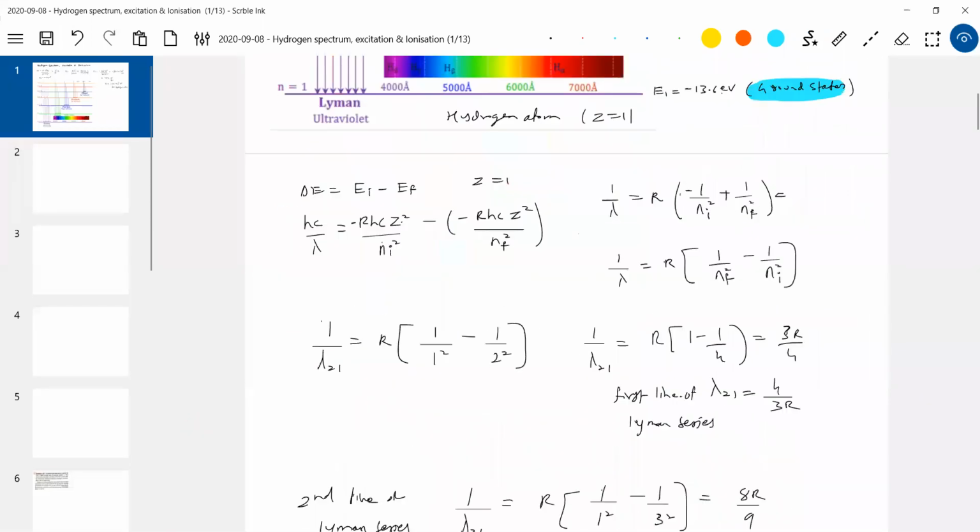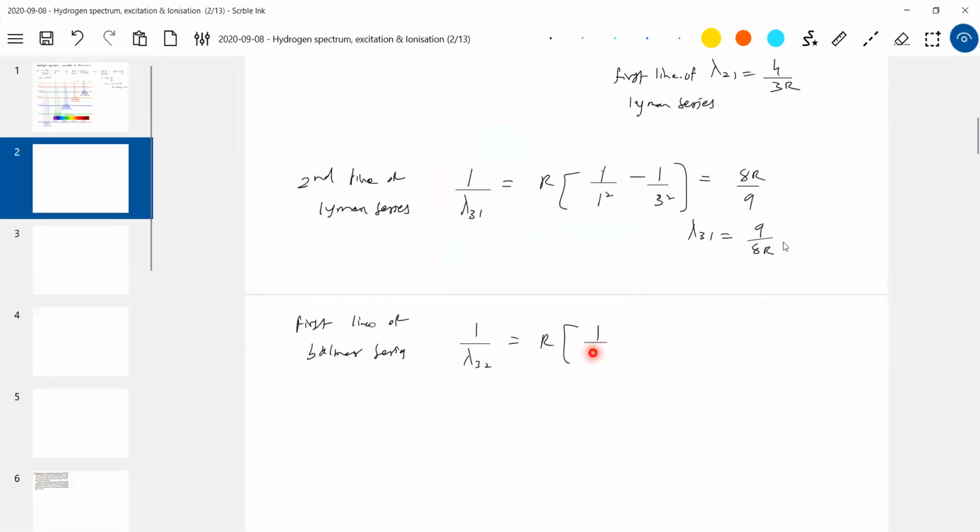So therefore it should be equal to R times (1 by 2 square minus 1 by 3 square), or 1 by 4 minus 1 by 9. How much will it be? 5 by 36 R. Like this, we can find out the wavelength of any specific line in the hydrogen spectrum using this formula.